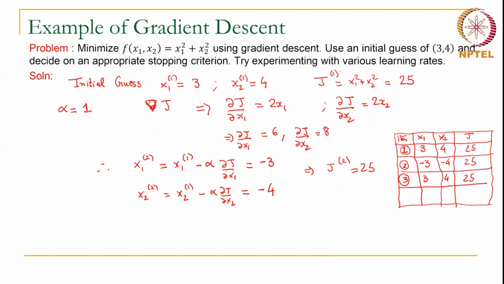Okay. So what we see is when you choose alpha equal to 1, it does not converge. It in fact oscillates. Now typically if you have some such behavior, if it is oscillating and if you increase alpha to 2, alpha equal to 2, okay, what will happen now? Can you try out?